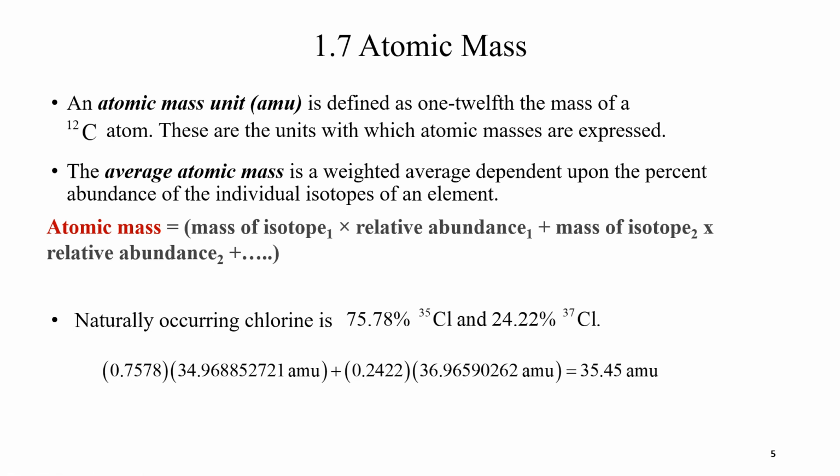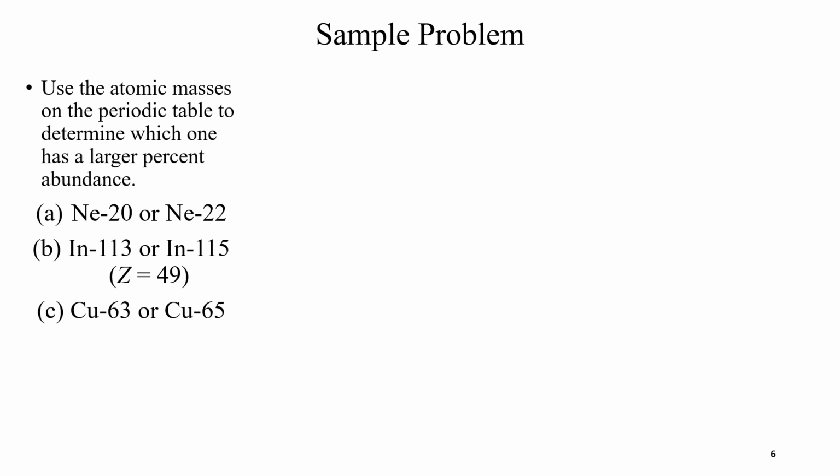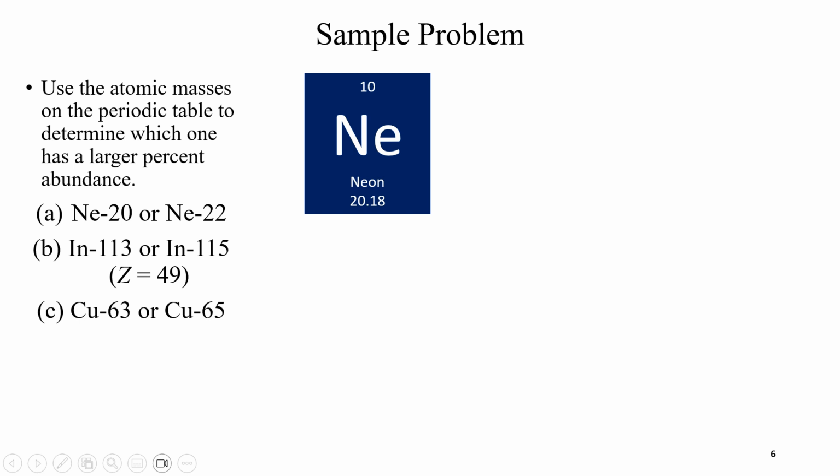Let's look at some example problems then. Use the atomic masses on the periodic table to determine which one has a larger percent abundance: neon 20 or neon 22. Note that neon 20 is smaller than neon 22, and we're going to have to figure out from the periodic table which one of these two isotopes has a larger percent abundance.